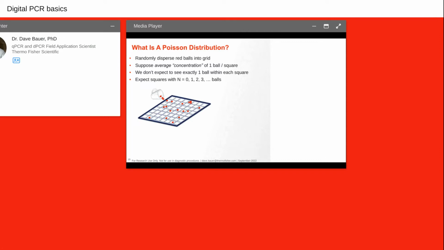Instead, we know that there's going to be some randomness, that some squares will be empty, some will have one ball, two, etc. Poisson statistics can help because it tells us, knowing that average concentration of one ball per square, denoted by that lambda symbol, having an average of 1, using Poisson statistics, we can tell what that distribution of how many balls in each square would be. What percent would be 0 or have 1, 2, etc.